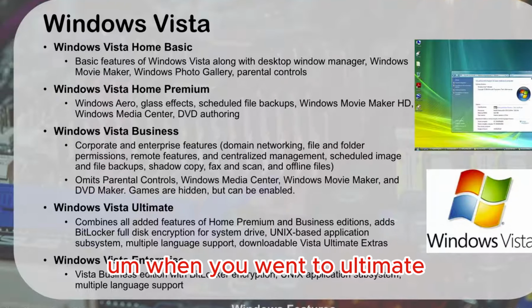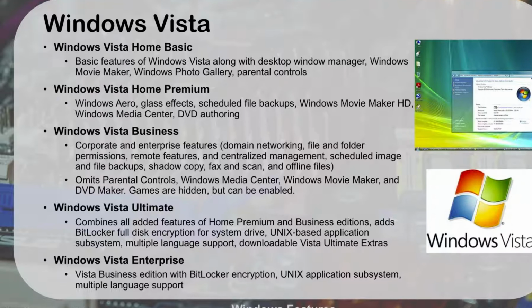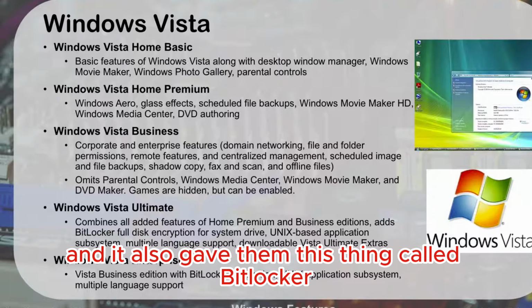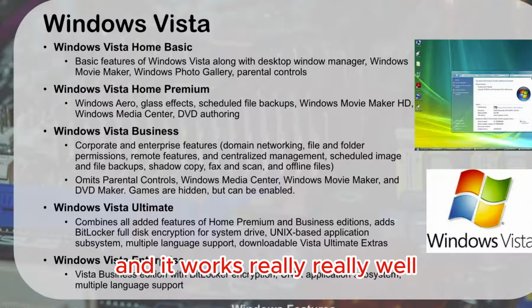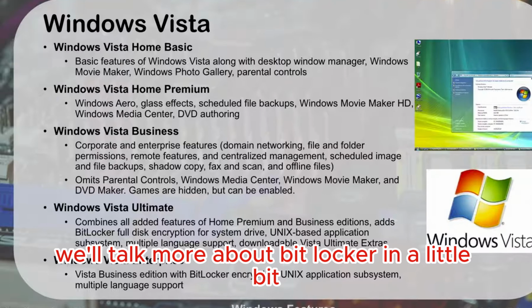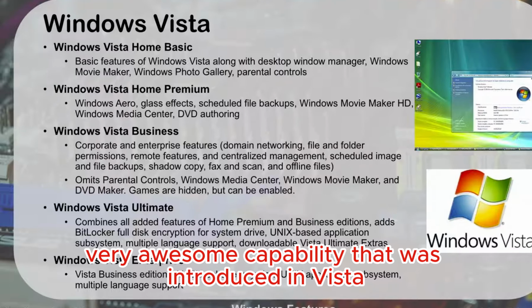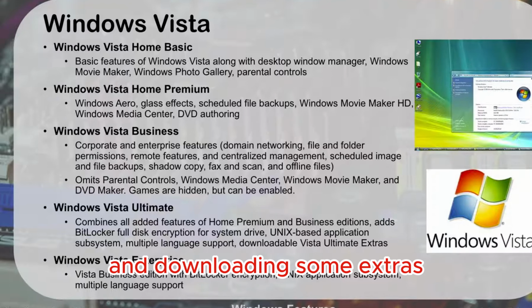When you went to Ultimate, you got everything of Home Premium and everything of Business slapped together. And it also gave them this thing called BitLocker, which was full disk file encryption for your system drive. And it works really, really well. It uses AES 128-bit encryption. We'll talk more about BitLocker in a little bit, but it is a very, very awesome capability that was introduced in Vista, as well as being able to run some Unix-based stuff and downloading some extras.